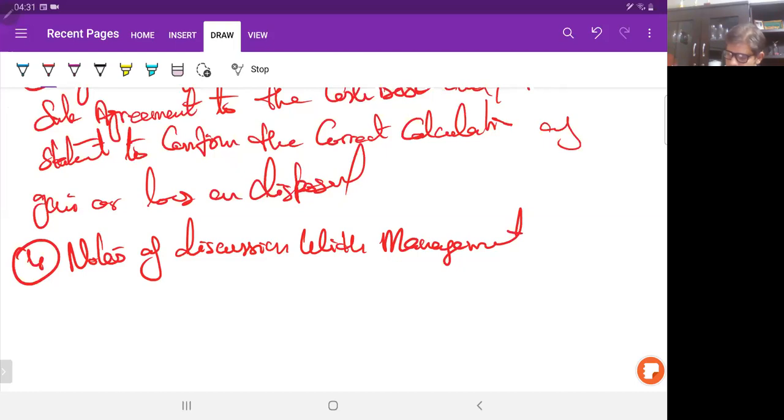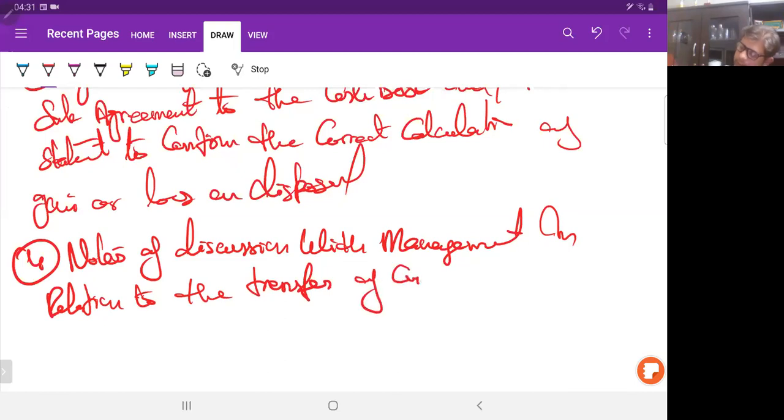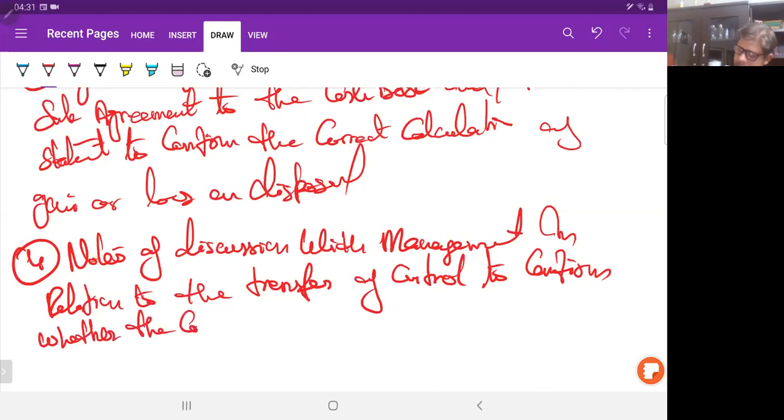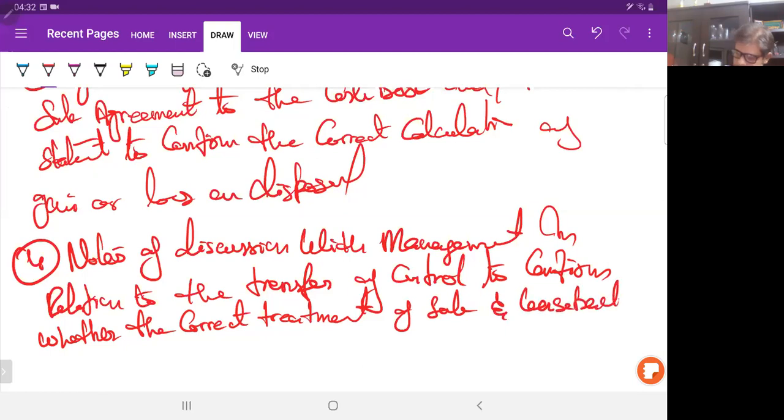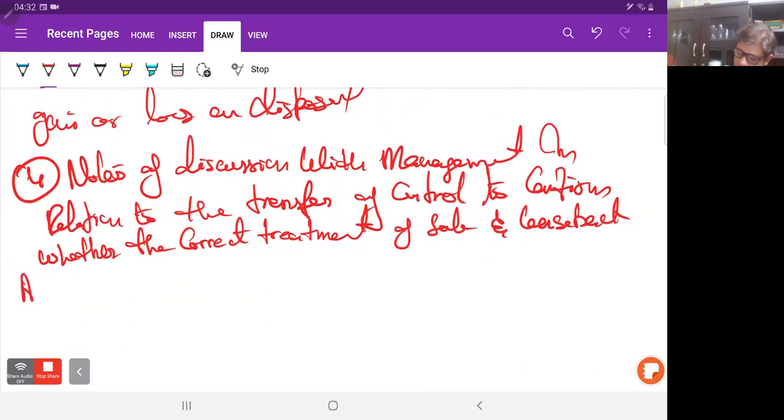In relation to the transfer of control, to confirm whether the correct treatment of the sale and leaseback arrangement has been determined.